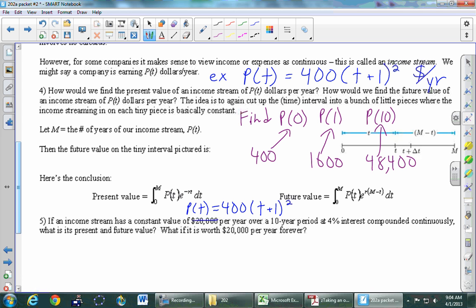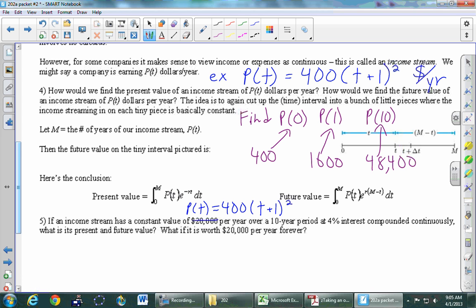So at that moment in time, we are making $48,400 per year. Okay? Could we plug in a decimal? Could I plug in 0.5? You can. So we're not saying that the $400 comes into your door on that first day. Just at that moment in time, your company is making $400 per year. But if you wait half a year, you're going to get something more. It doesn't just jump from 400 to 1,600. It's a very smooth, continuous kind of transition.